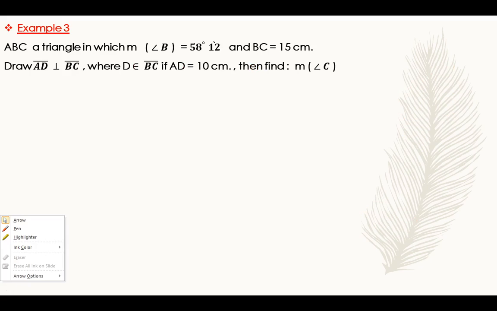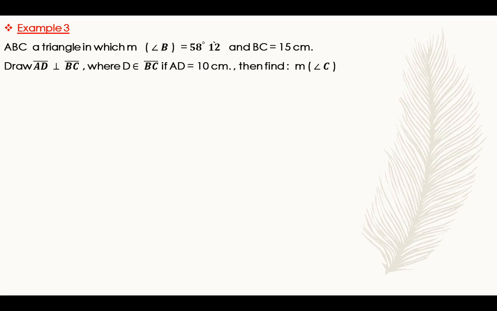ABC is a triangle in which the measure of angle B equals 58 degrees and 12 minutes and BC equals 15 centimeters. Draw AD perpendicular to BC where D belongs to BC. If AD equals 10 centimeters, then find the measure of angle C.